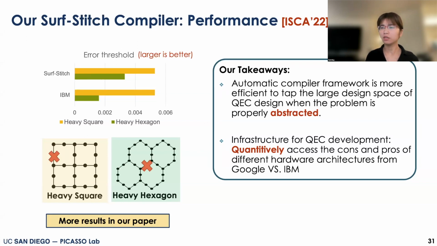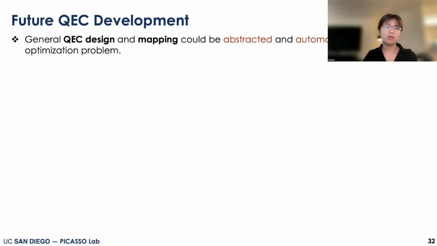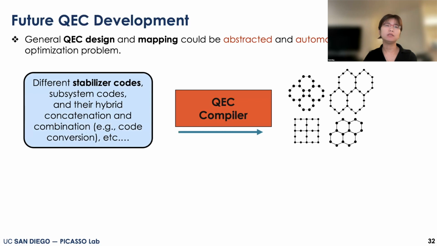Our conclusion is that only after you assess the power and capability of existing error correction codes, like the surface code, can you make enough argument for making a new error correction code. We believe future QuCS development could be a general compilation problem. In this work, we only focus on the surface code, but there are a lot of other stabilizer codes, subsystem codes, and their hybrid concatenations and combinations. We believe a compiler could be the first infrastructure for us to assess their effectiveness.